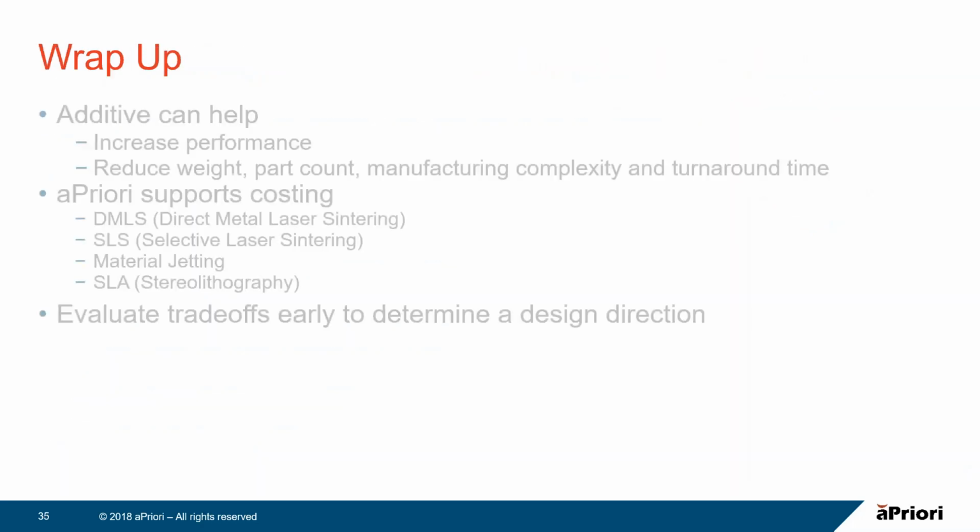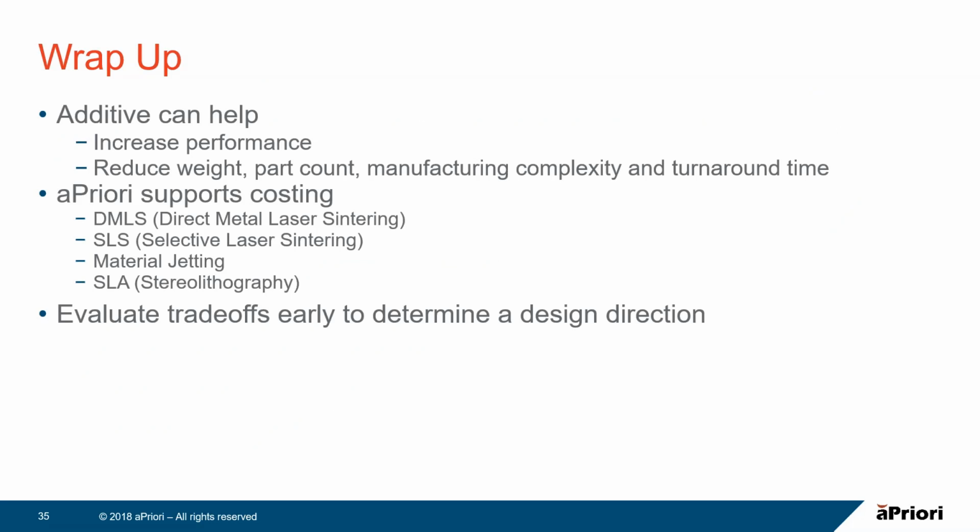All right, so just to summarize what we've covered today, generally additive manufacturing can potentially help you increase performance of parts while reducing weight, part count, complexity, and turnaround time. And within aPriori, we support many different use cases, a lot of different levels of detail and different levels of override for 4 key manufacturing processes: DMLS, SLS, material jetting, and stereolithography. And it's really important to evaluate trade-offs as early in the design process as possible to determine your design direction so that you can spend your time on what's going to be the final path that you go down.